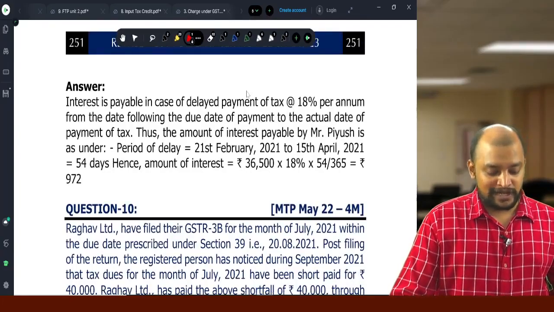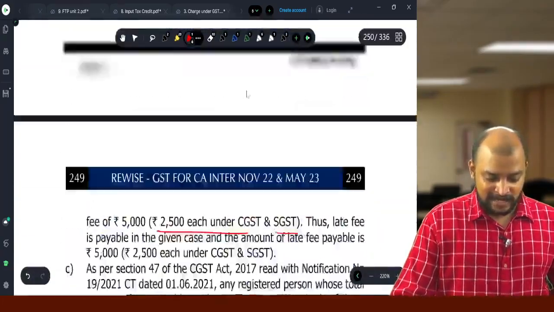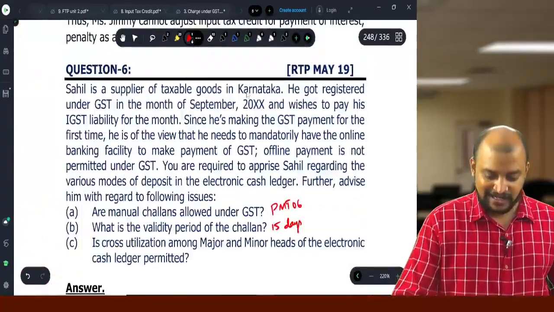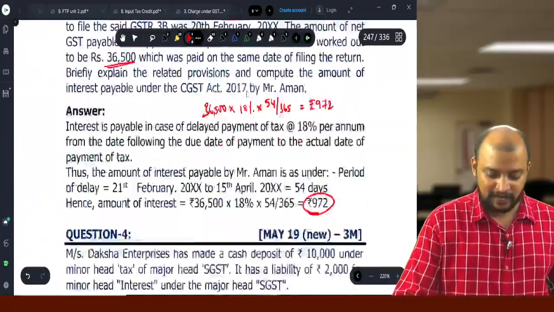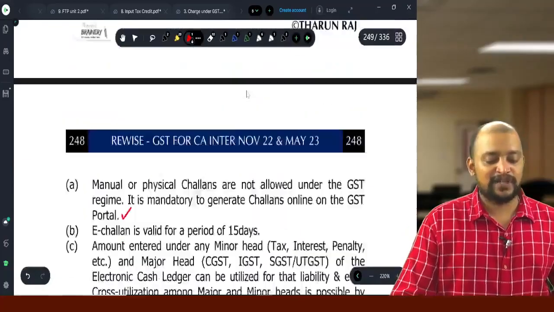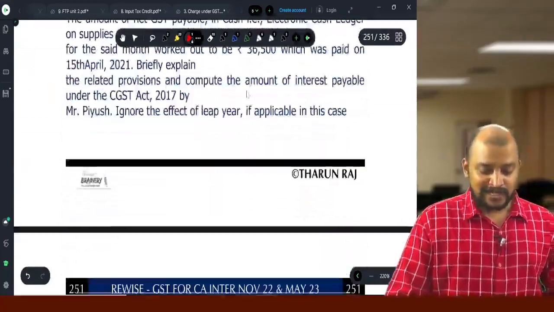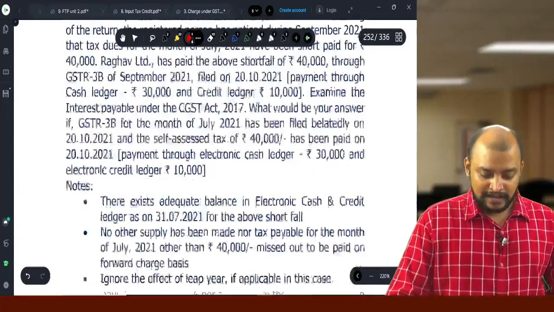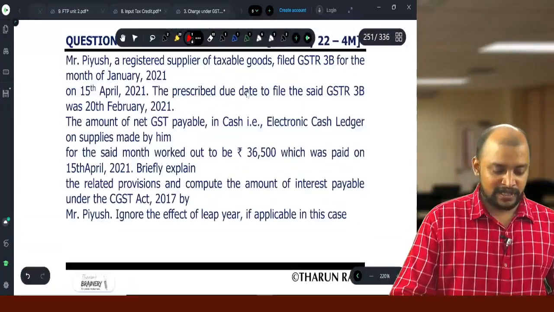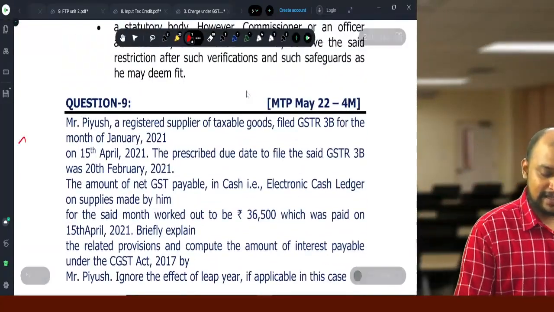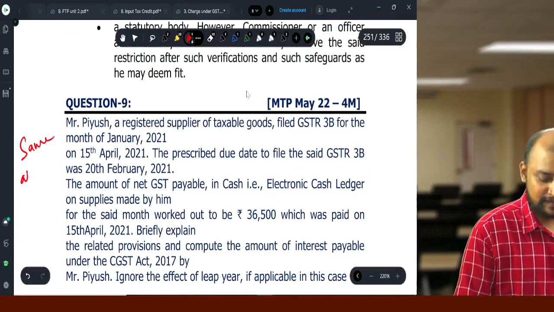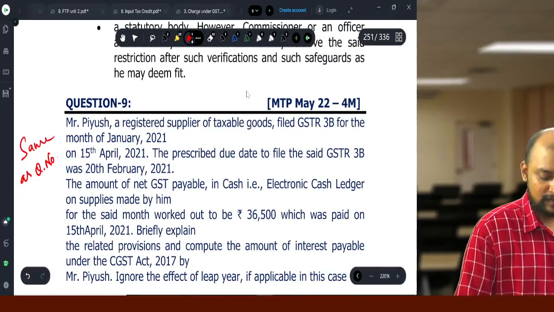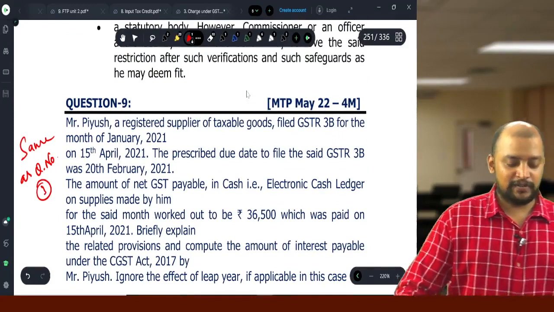Already we computed this. So this is same as the question we did now, 972, same thing we got. Same as question number 3. So this question is repeated in MTP May 22, same as question number 3.